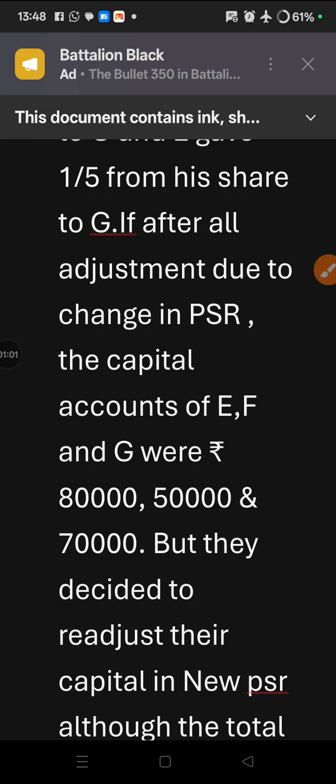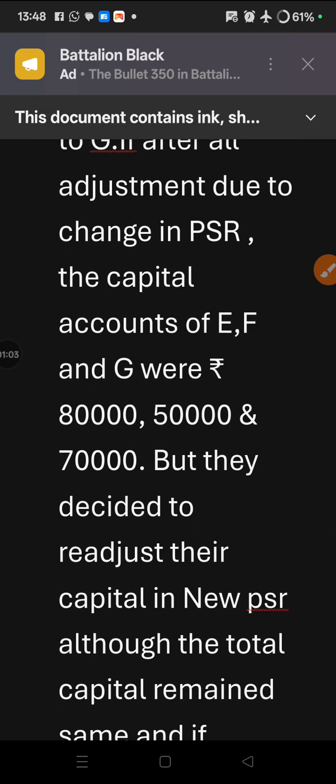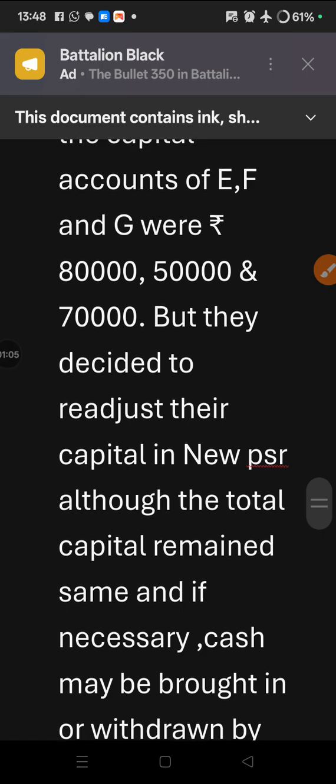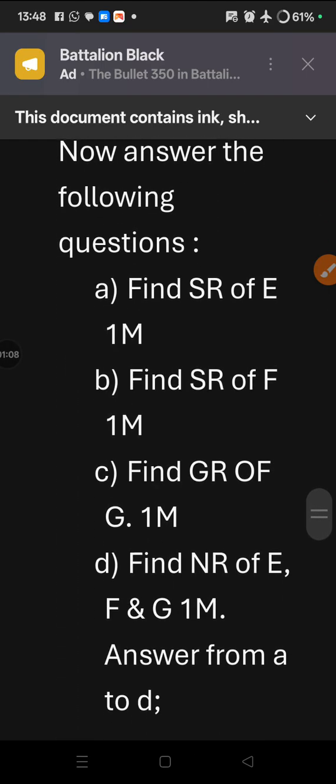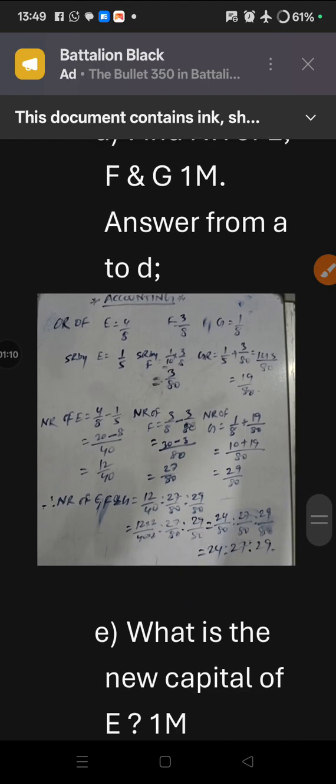But they decided to readjust their capital in the new PSR. And what is the new PSR? I have just shown it here in calculation. The old PSR was 4:3:1 and the new PSR is 24:27:29.